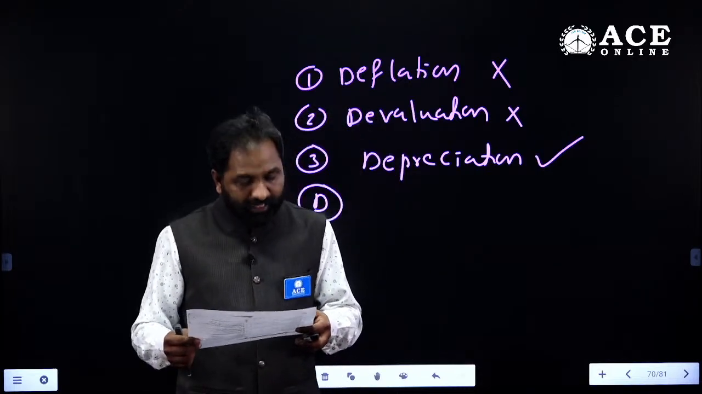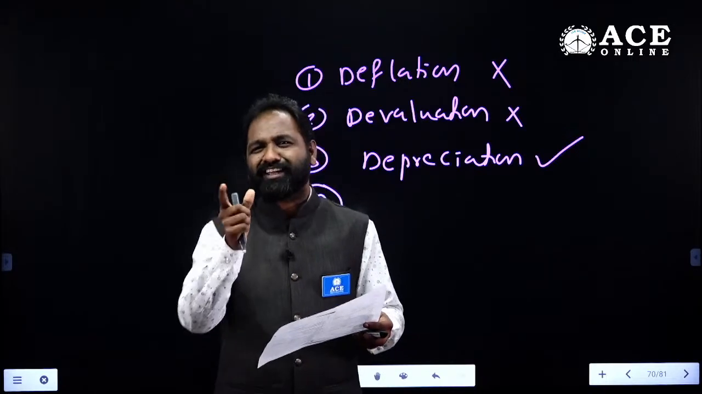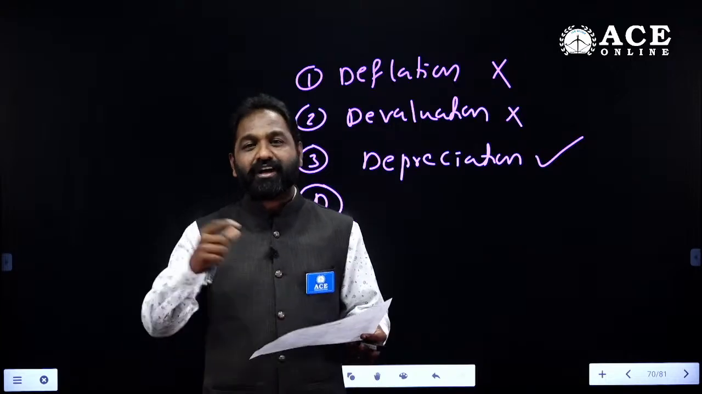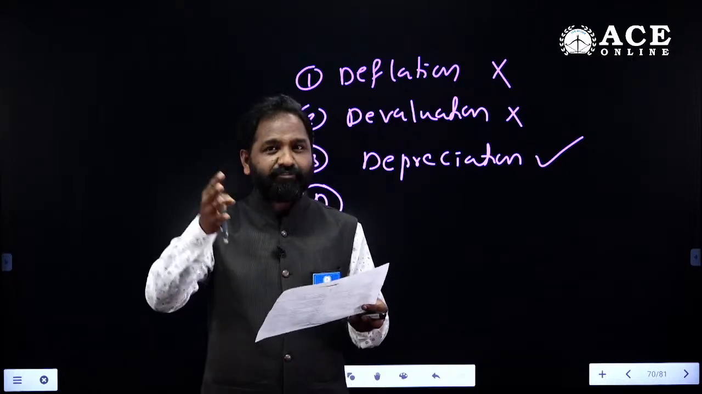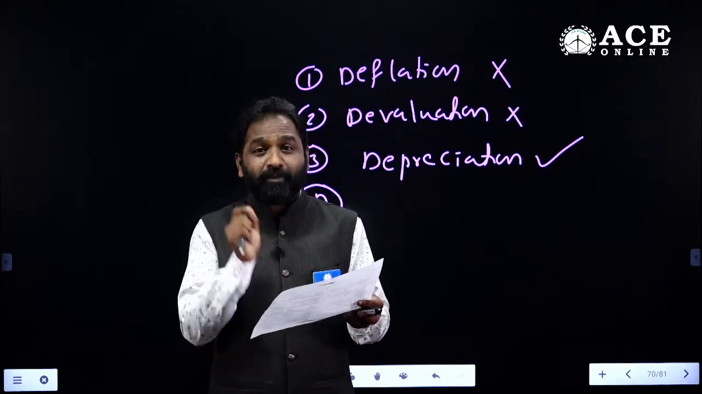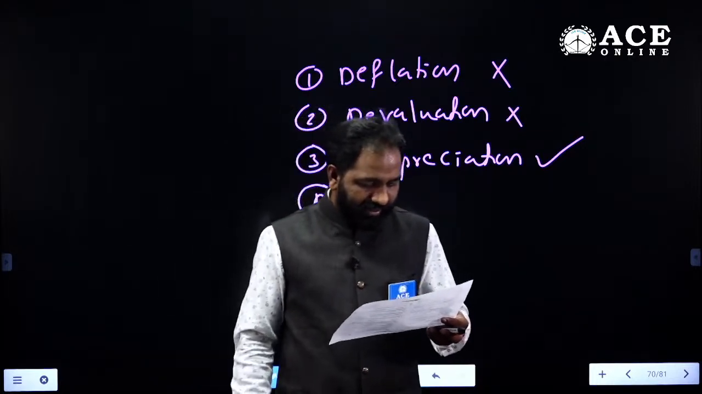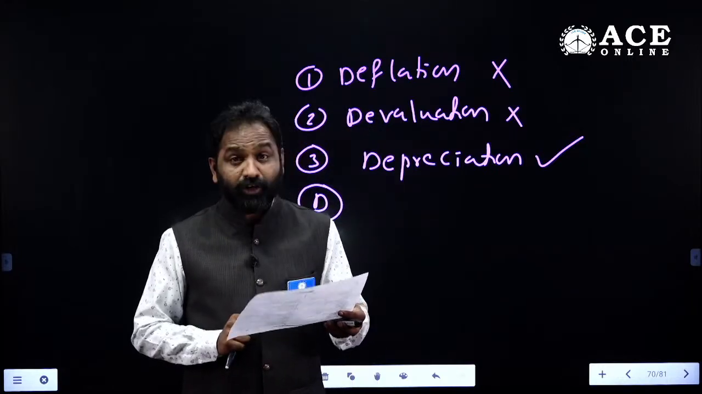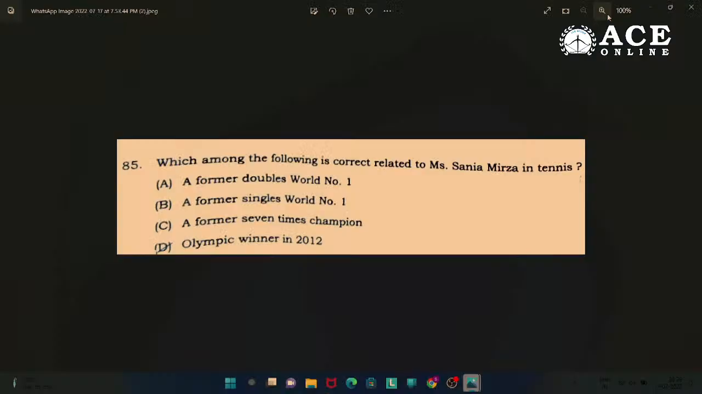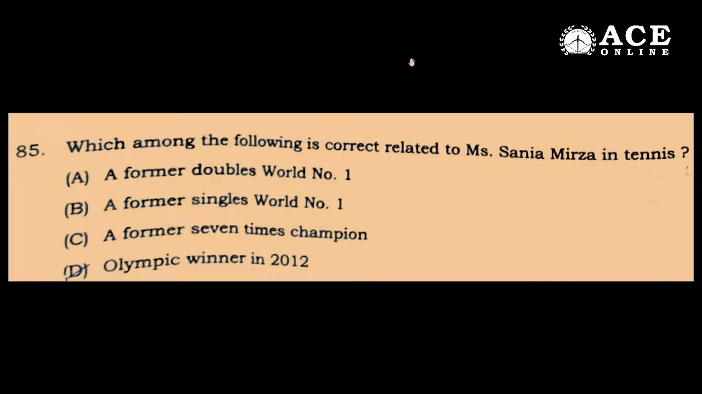And if you move to question number 85, the question is actually simple but tricky, right? See, usually they used to ask about Sania Mirza, what she won and where she won. That kind of question was asked earlier. But if you don't know completely about Sania Mirza, you cannot give the right answer. Let us read the options. A, a former doubles world number 1. Option B, a former singles world number 1. Option C, a former 7 times champion. Option D, Olympic winner in 2012.